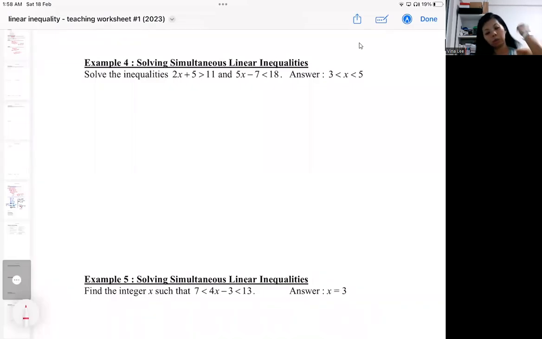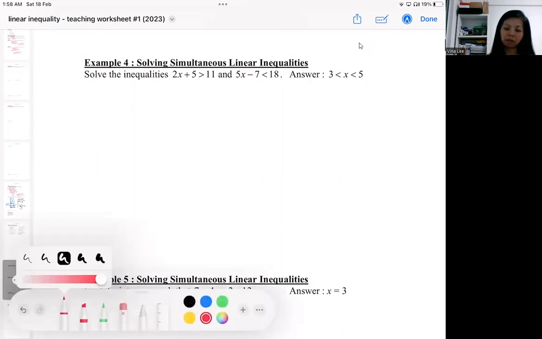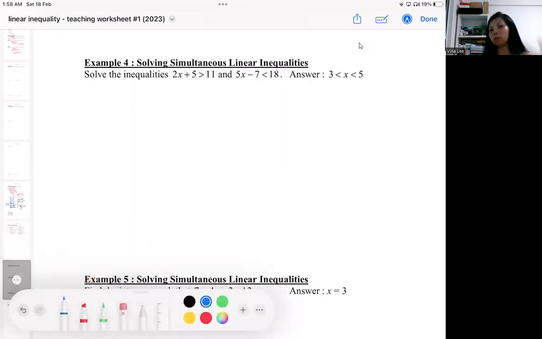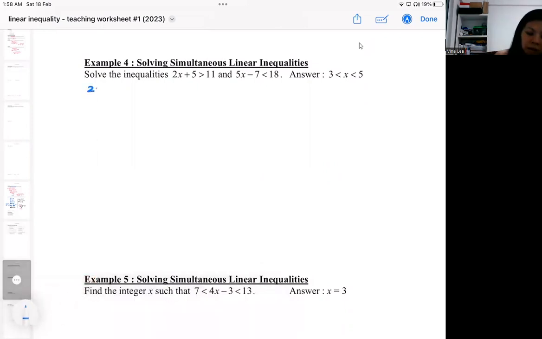Yeah, I'll be using these two examples to show what we mean by simultaneous linear inequality. Previously in Sec 2, you all learned about simultaneous equations. So there's equation 1, equation 2. After that, there is an answer, x and y. Right now we don't have x and y, but I do have inequality 1. I do have inequality 2.